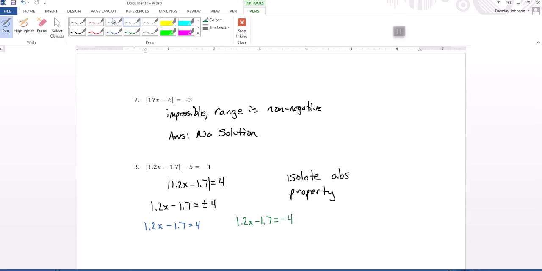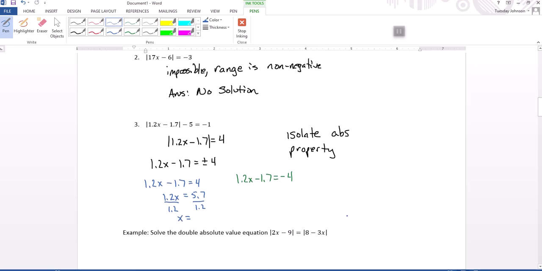So we want to solve each of these individually. We'll have two answers here. When I add 1.7 to both sides, I'll get 1.2x equals 5.7. When we divide both sides by 1.2, we'll get x equals 57 divided by 12, essentially.